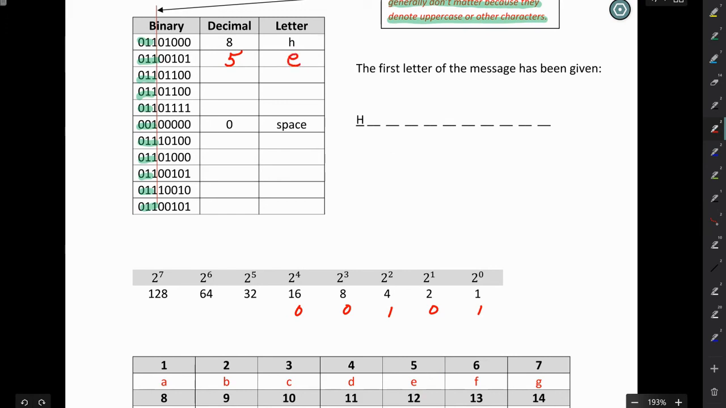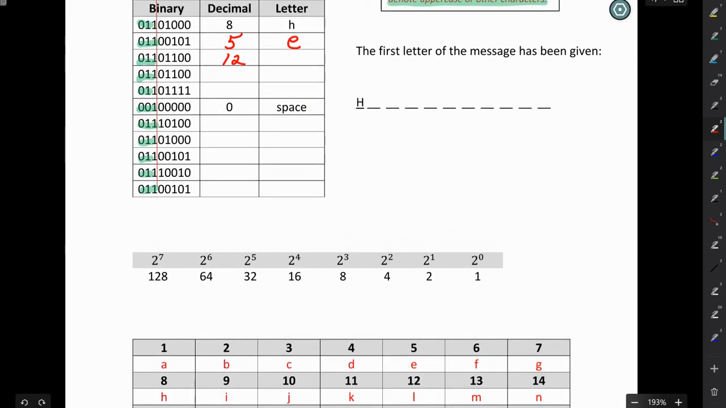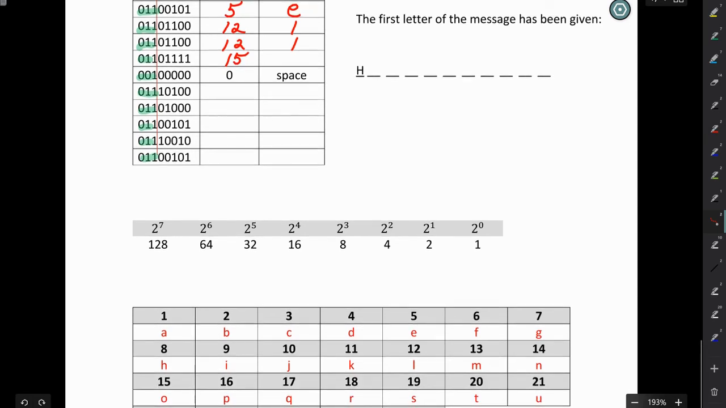All right, I would pause the video and see if you can decode the rest of the message yourself. Okay, the next number is going to be 8 plus 4. 8 plus 4 is 12. If we look in our table, the letter that goes with number 12 is L. We have the same number again, 12. That's going to be letter L. 1 plus 2 plus 4 plus 8 is going to give us the number 15. If you look in our table, the number 15 goes with letter O. All right, so far we know we have hello, and we have a space.